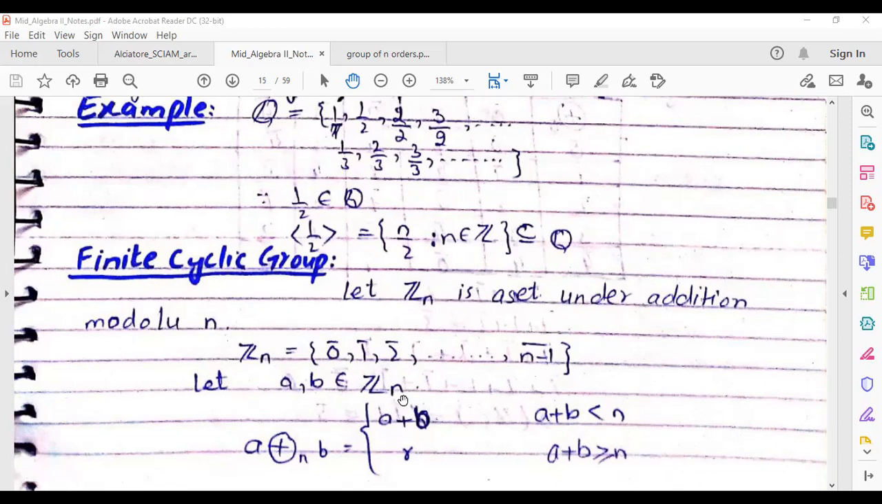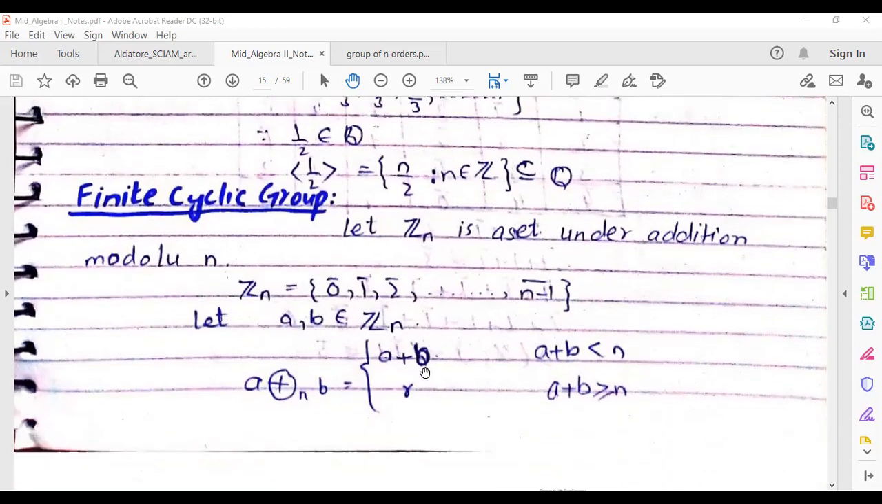What is modulo n? This is a set of the type 0, 1, 2, 3, and so on, up to n minus 1. So modulo can be defined as this: if you add two elements, and if the answer is less than n, then you write the sum as it is. But if the answer is greater than n, then you have to write the remainder.